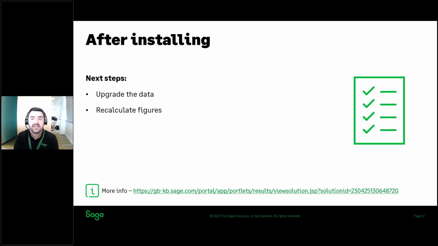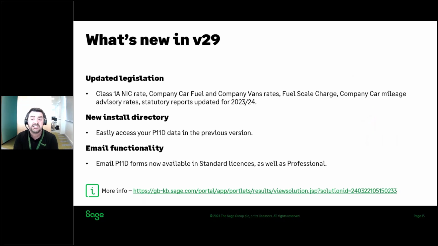So a quick look at what's new in version 29. The main change is that the legislation is updated with all of the relevant legislation for 2023 to 24. That includes the Class 1A national insurance rate, which has returned to 13.8% after all the carry on last year with the increase and then decrease for the national insurance. Company car fuel and company van rates are updated, fuel scale charges, mileage advisory rates, and the statutory reports. So all updated and ready for reporting on tax year 23 to 24.